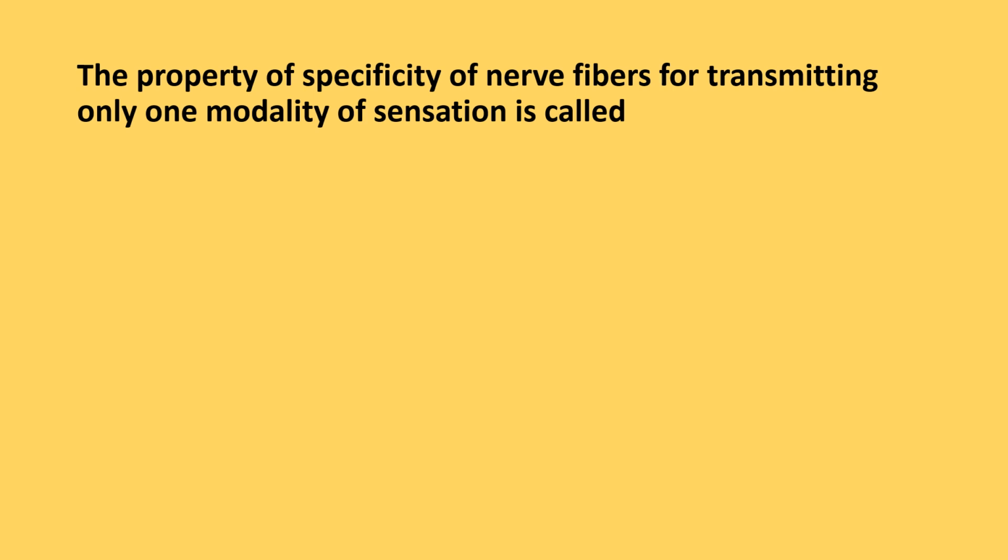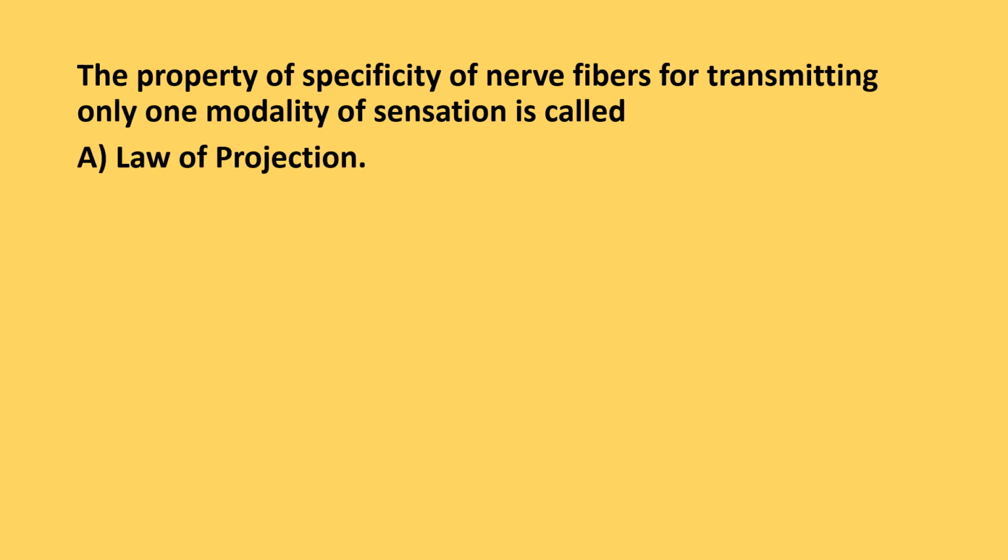That means the nerve fibers carrying one type of sensation. For example, if it carries temperature, it will carry only temperature. Particular nerve fibers carry temperature sensation, particular nerve fibers carry pain sensation, and particular nerve fibers carry vibration sensation. So that is the specificity of the nerve fibers for transmitting only one modality of the sensation.